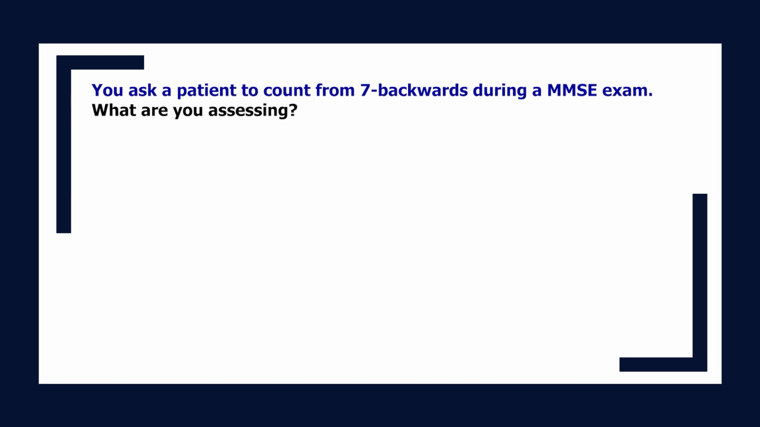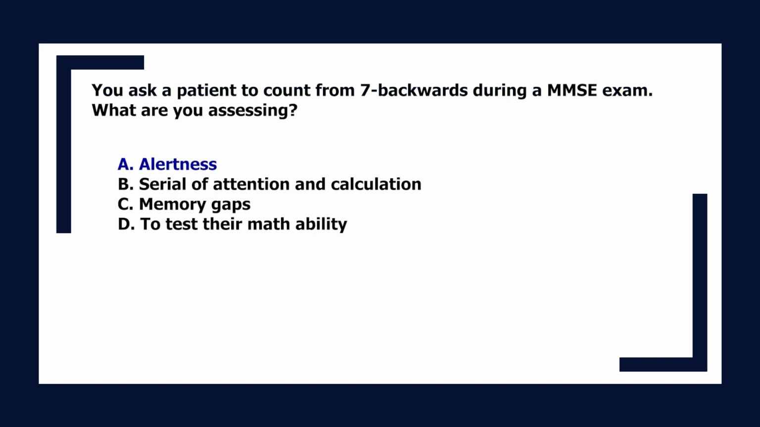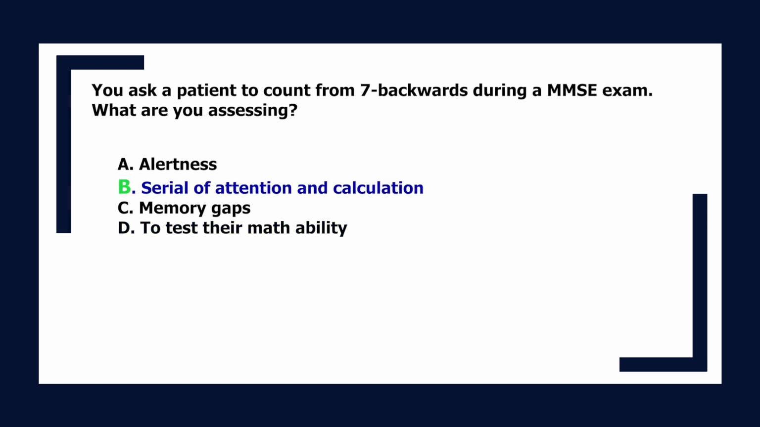You ask a patient to count backwards from 7 during a MMSE exam. What are you assessing? A. Alertness. B. Serial sevens of attention and calculation. C. Memory gaps. D. To test their math ability. The answer is B. Serial sevens of attention and calculation.